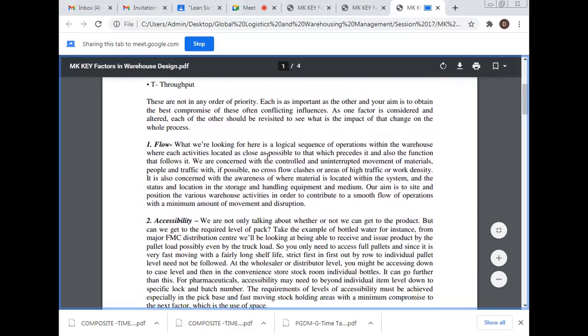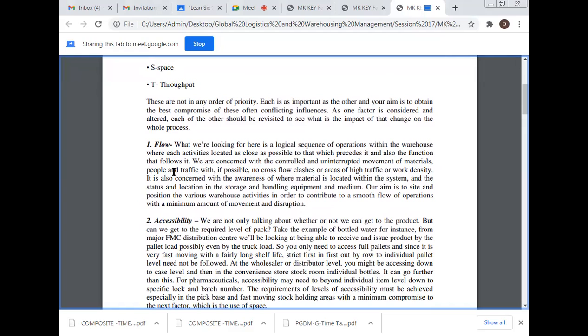Flow. What we are looking for here is a logical sequence of operations within the warehouse, where each activity is located as close as possible to that which precedes it and the function that follows it. We are concerned with the control and uninterrupted movement of materials, people, and traffic, if possible. No cross-flow clashes or areas of high traffic or work density. It is also concerned with awareness of where material is located within the system, and its status and location in the storage and handling equipment and medium.